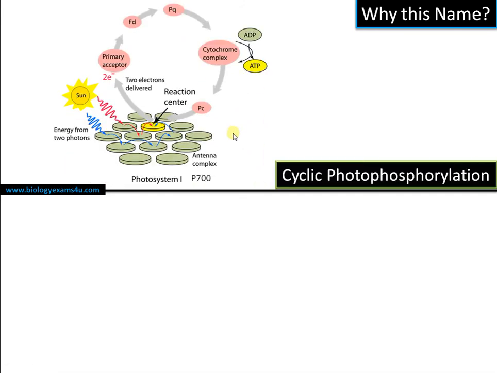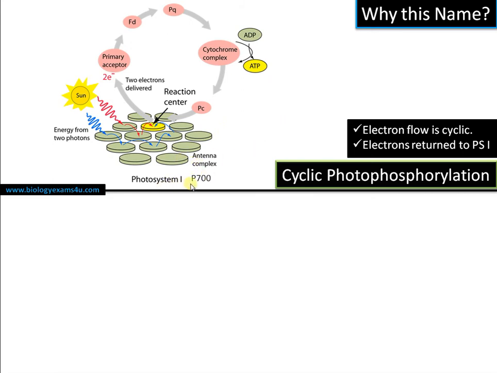So this is another diagram of cyclic photophosphorylation. Only one photosystem is involved, that is P700 photosystem 1. Sunlight energy is trapped by accessory pigments and transferred to the reaction center where electrons are ejected, and there is a primary acceptor and it passes through ferredoxin, plastoquinone. There is a cytochrome complex where H plus is transferred to a proton channel, and ultimately this electron flow is cyclic and it reaches PS1. That's why it is called cyclic, and electrons return to PS1.